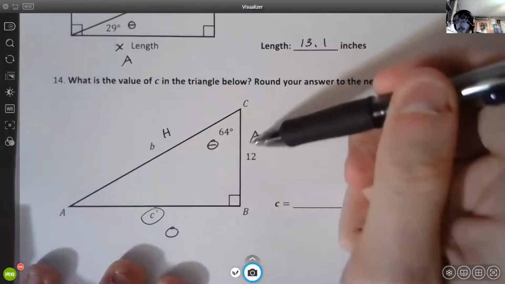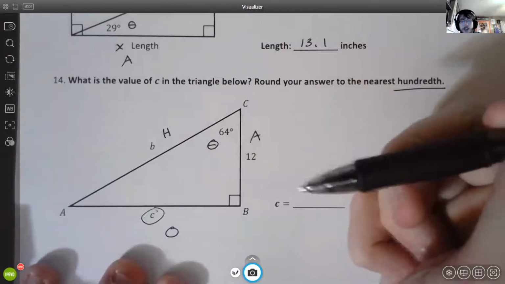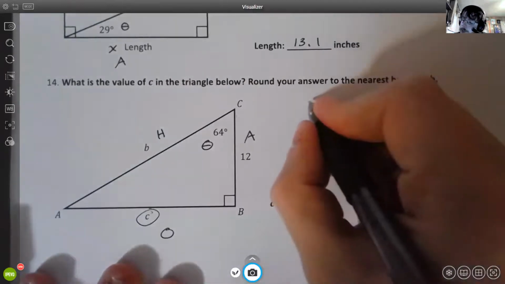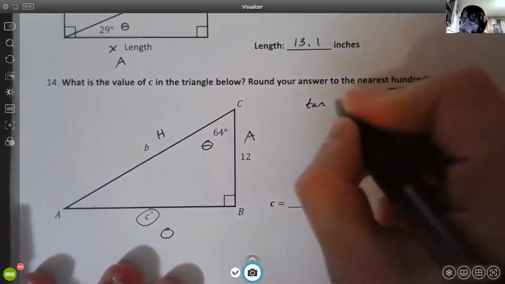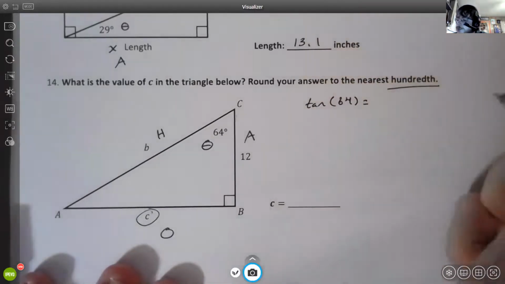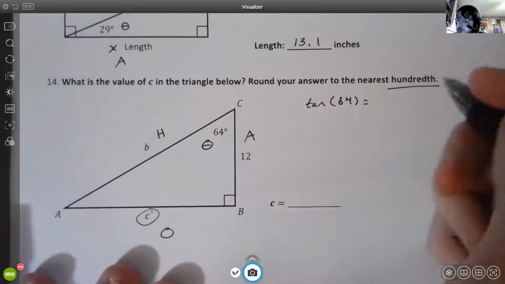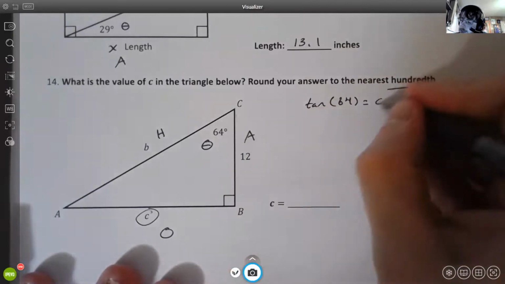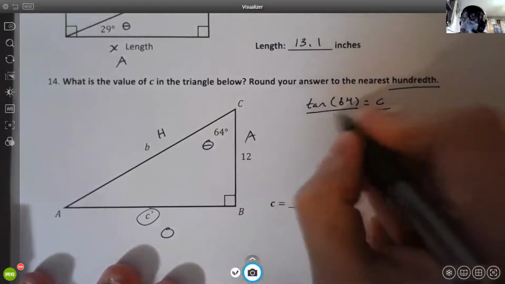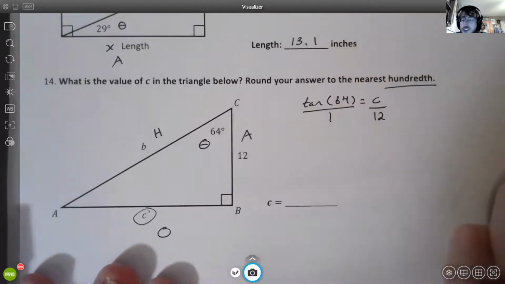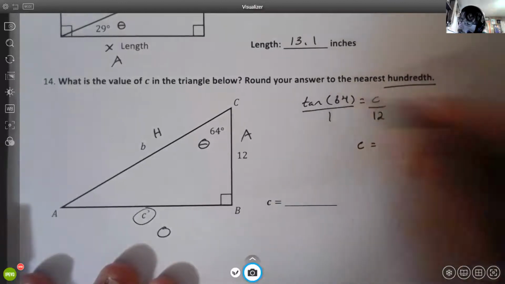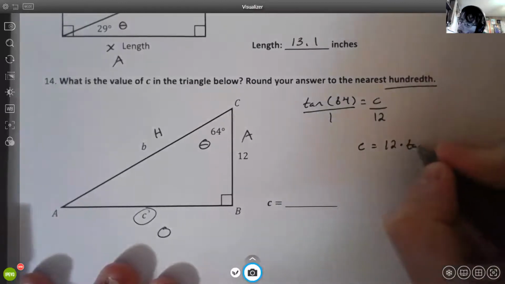So we know what A is. We want to know what C is. So that's O and A. So the trig function that deals with that is tangent. So we have tangent of 64 is equal to the opposite, which is C, over the adjacent, which is 12. Put tangent of 64 over 1, cross multiply, and we get C times 1 is C, 12 times tangent of 64.